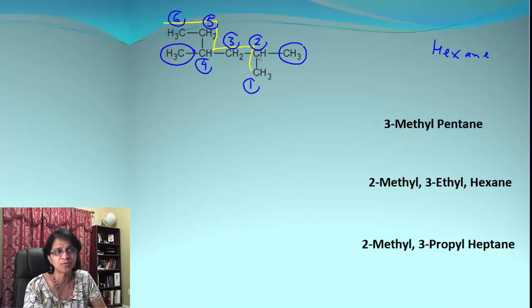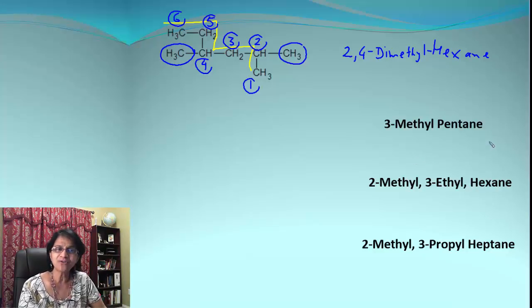So we got 2 methyl groups now, one at position 2 and second at 4. We can connect those together and we can say it is 2,4, and we got 2 methyl groups. So it is dimethyl and it will be hexane. What do you think? Now let's find out how to draw the structures if the name is given.